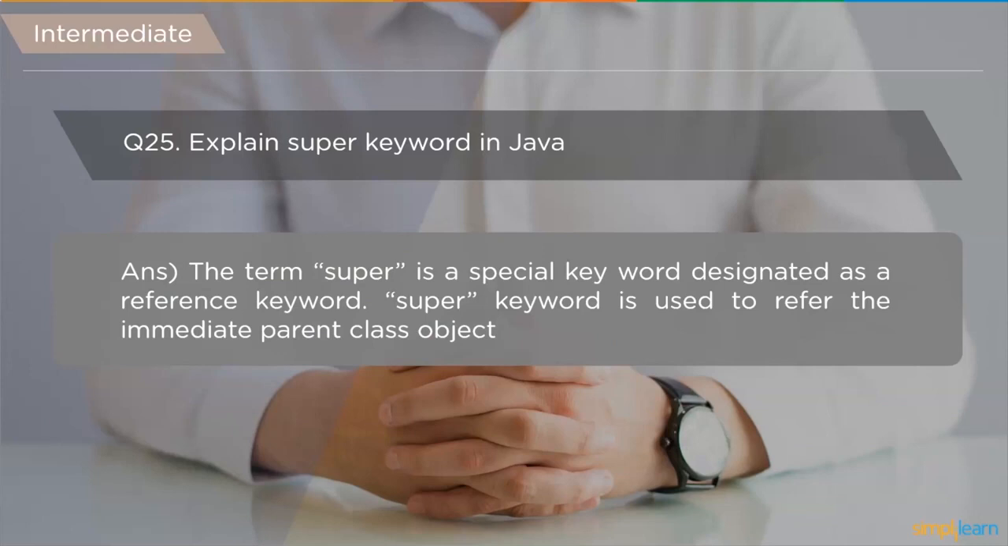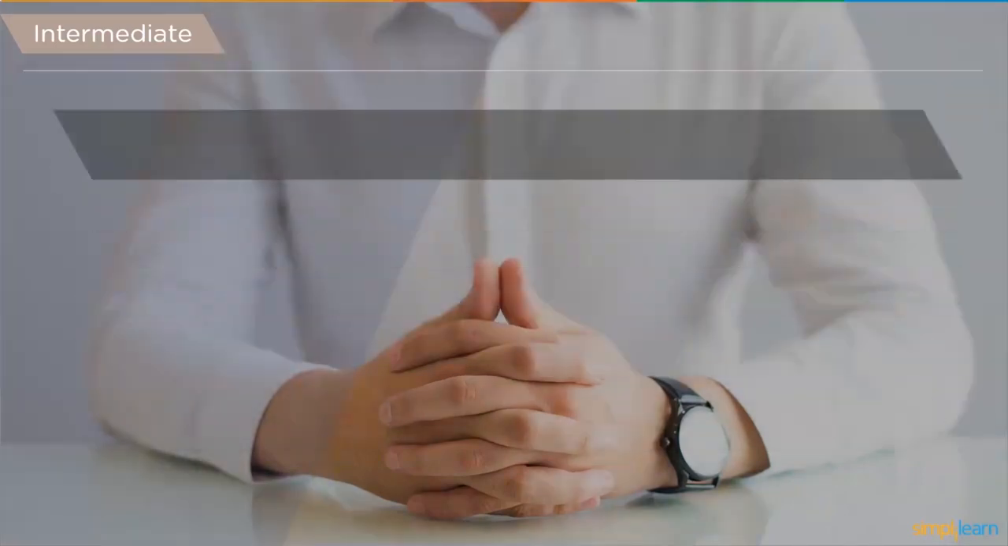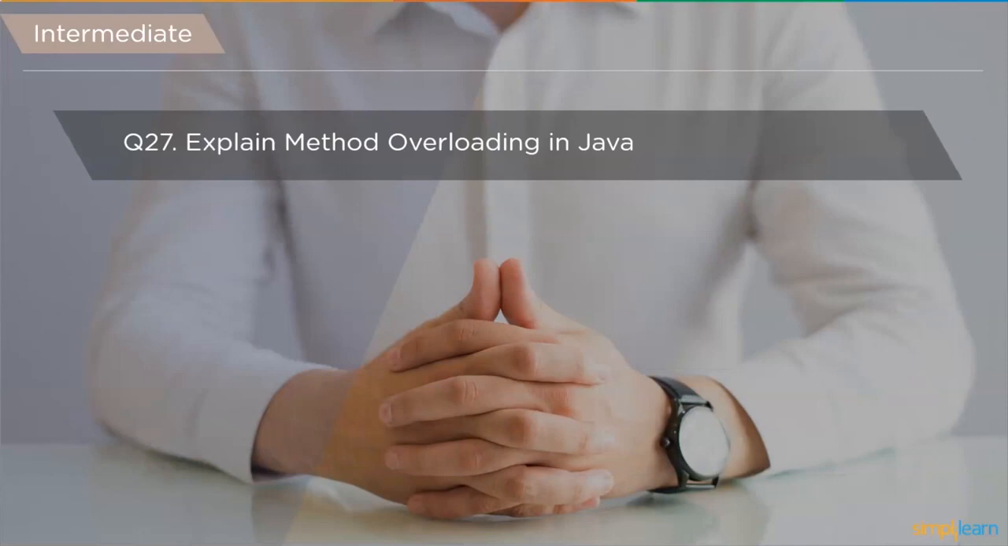But the difference is, the super keyword is used to refer to the immediate parent class object. So followed by the 25th question, we have our next question, that is, explain method overloading in Java. Basically, method overloading and method overriding are concepts of polymorphism. Now let's have a correct answer here.